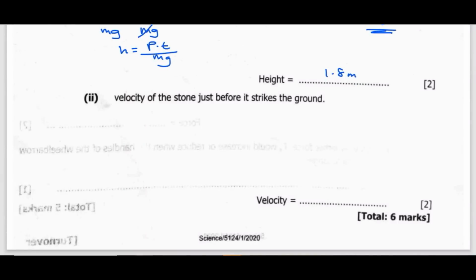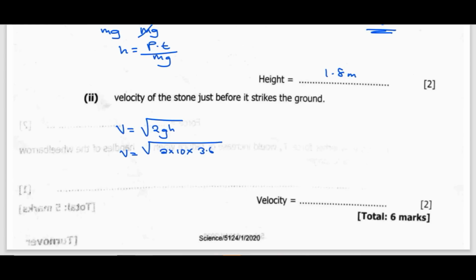Velocity of the stone just before it strikes the ground. So before it strikes the ground, that is what we want to look at, the velocity. So we would say quickly, without wasting time, velocity, we're going to square it. So 2 times the gravitational force, and then the height there. So we would say V squared equals 2 times 10 times 3.6.